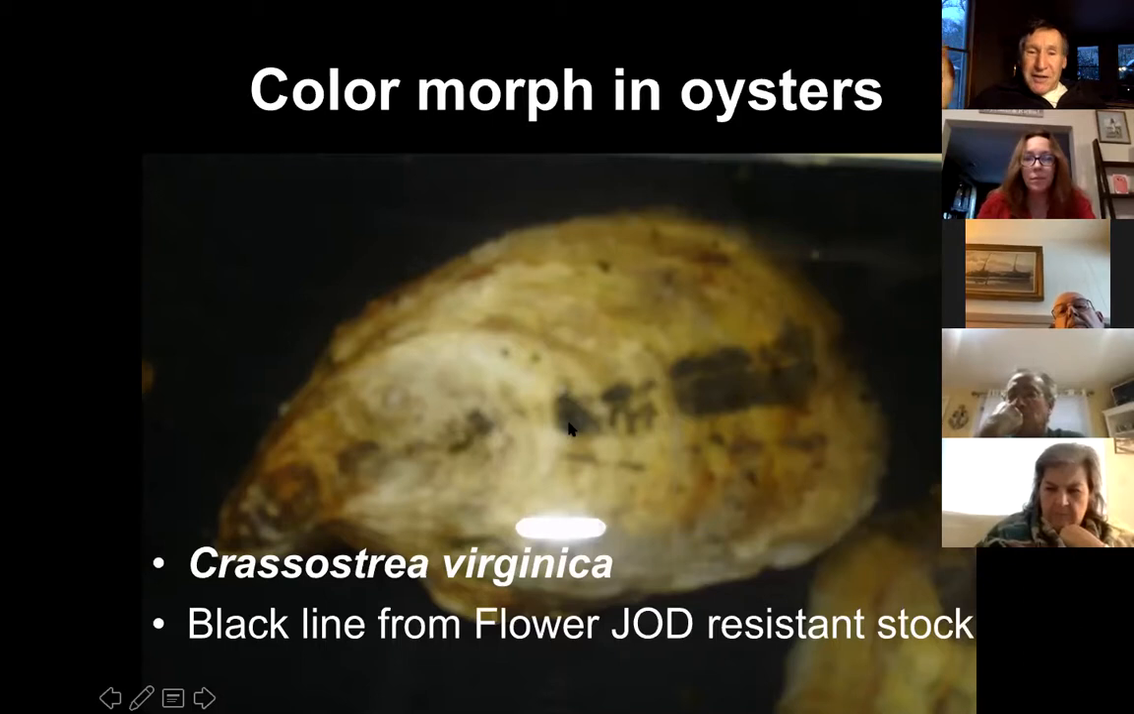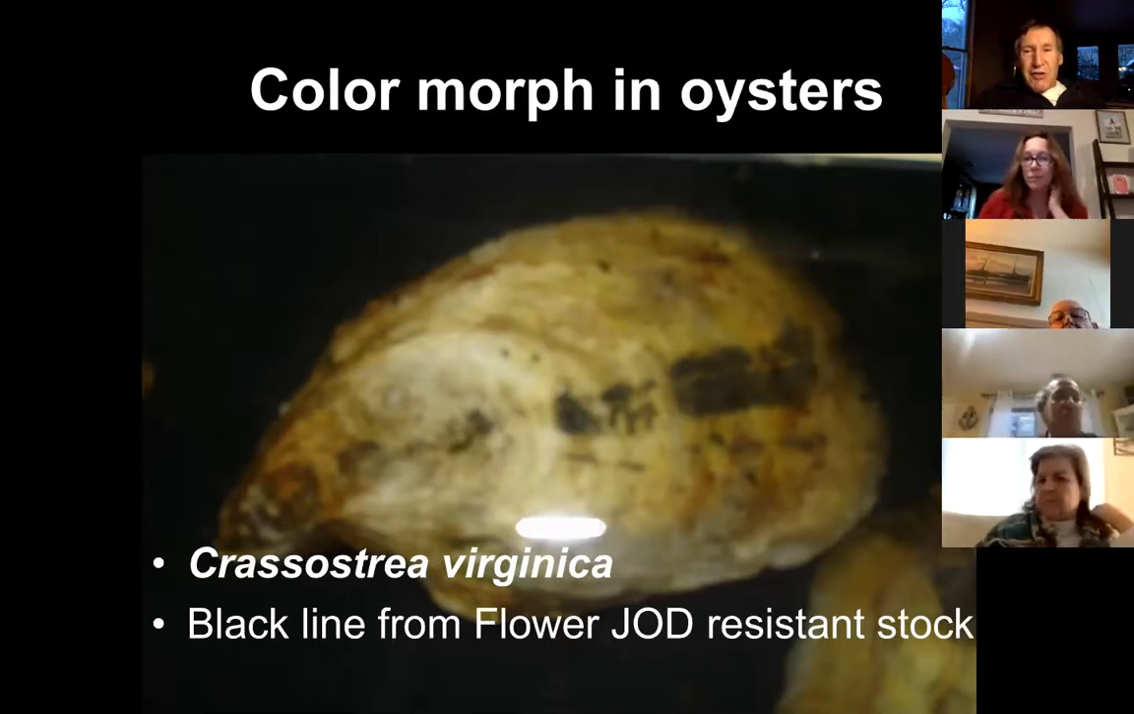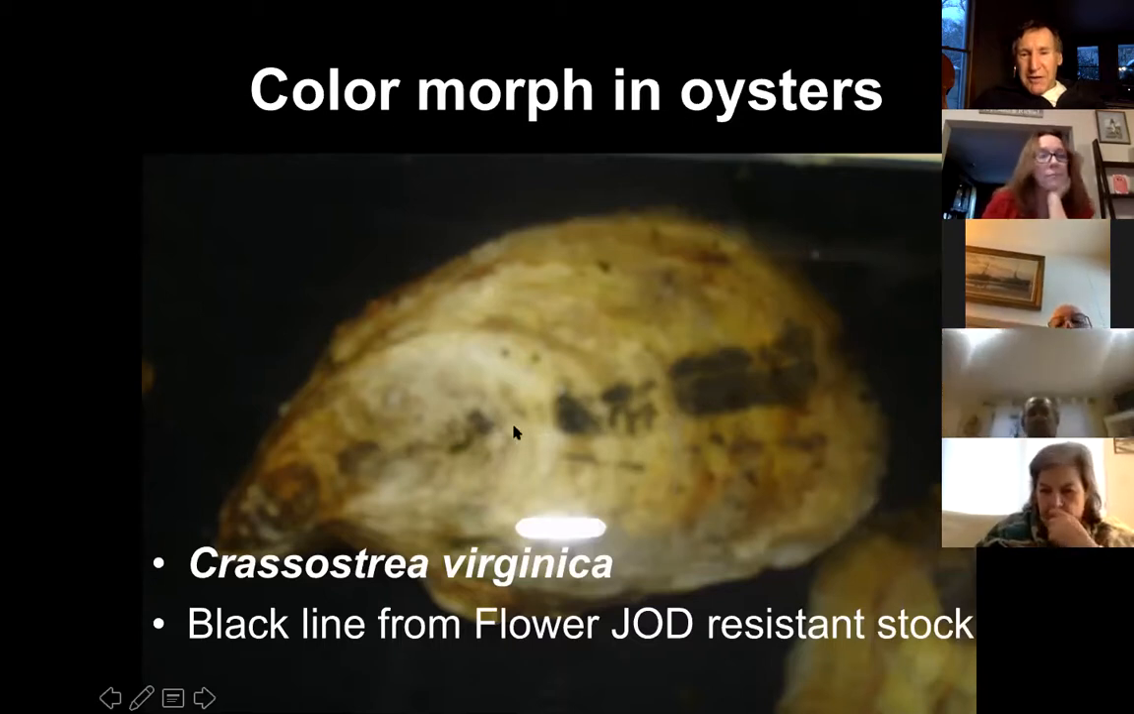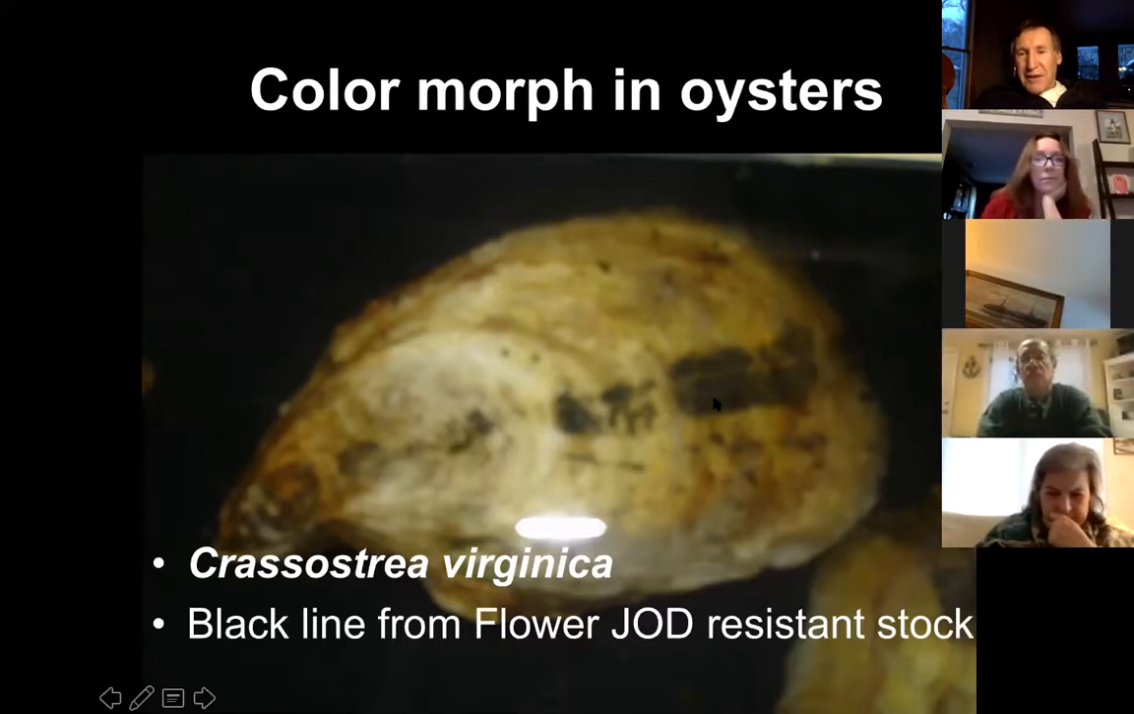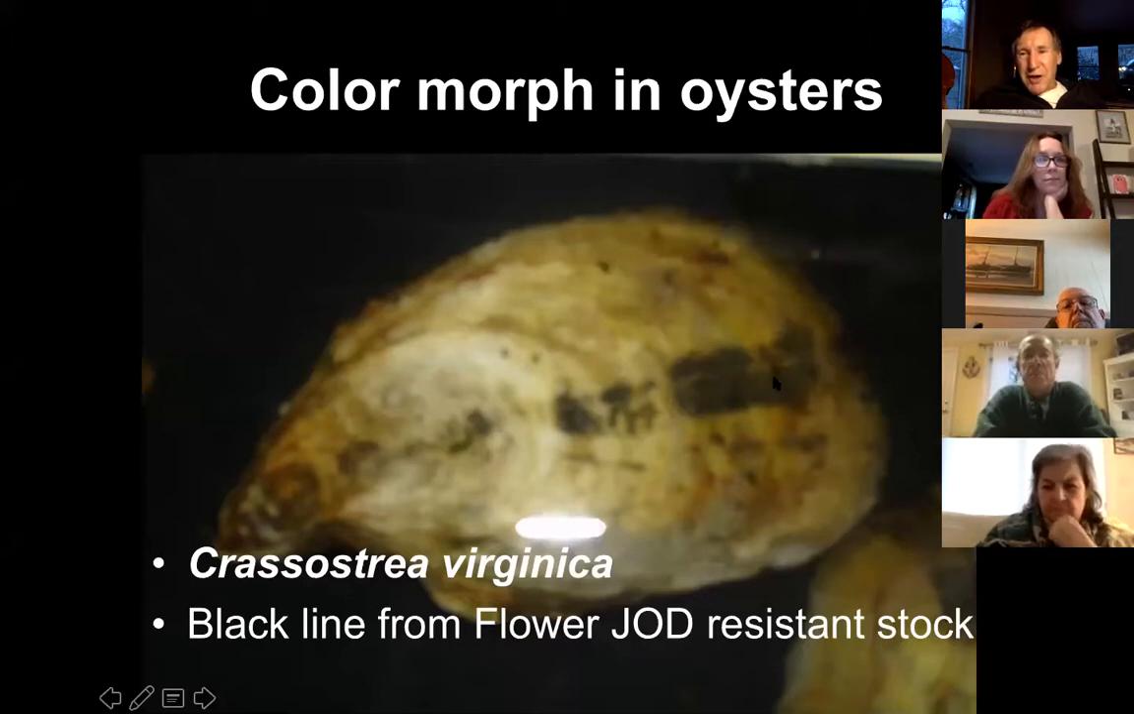While they were breeding this mortality out of their oysters, they also happened to have used stock that had this black line. So after a few years, all the seed that you got in Long Island from these hatcheries had this black line running up.